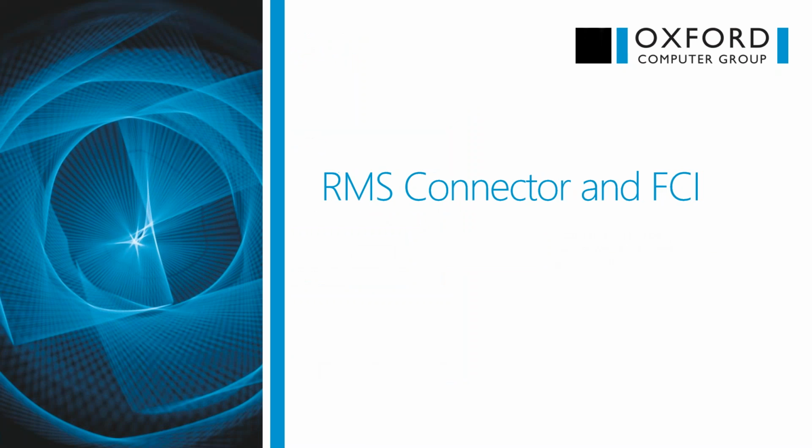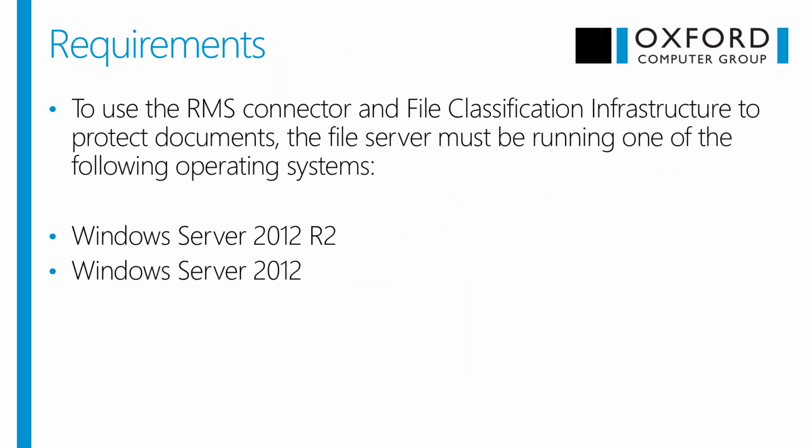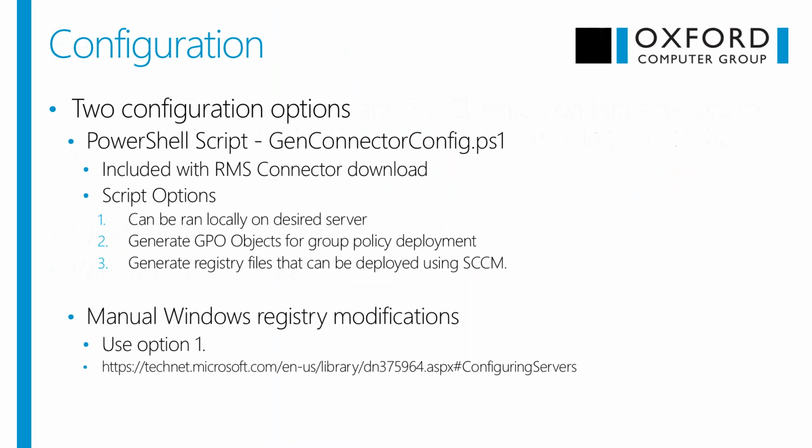So, the RMS connector and FCI. This is when we're connecting to file classification infrastructure that's running on 2012 or 2012 R2. There are a couple of configuration options that you can use. Once you've stood up the RMS connector, you can modify some registry entries manually, which is not suggested because typos occur. It's much easier to use the script which is provided with the RMS connector download, called GenConnectorConfig. It can be run locally on the desired server, it can be used to generate GPO objects so you can deploy this with group policy, or it can even generate registry files that can be deployed with SCCM.